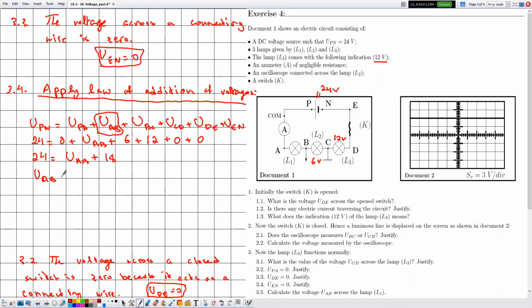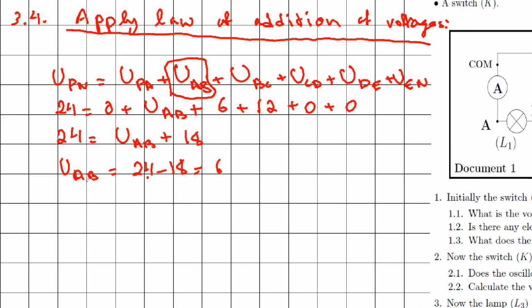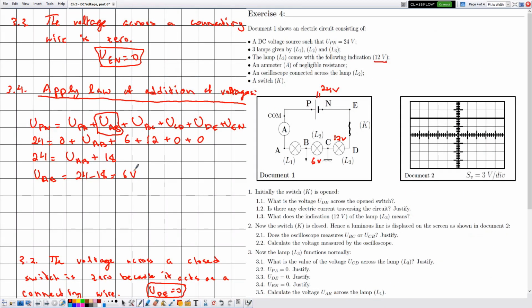UAB is equal to 24 minus 18. This will give us 6. Since 24 is in SI, which is volts, and 18 is in volts, then the value of UAB will be in volts, which is given by 6 volts. So UAB is equal to 6 volts.